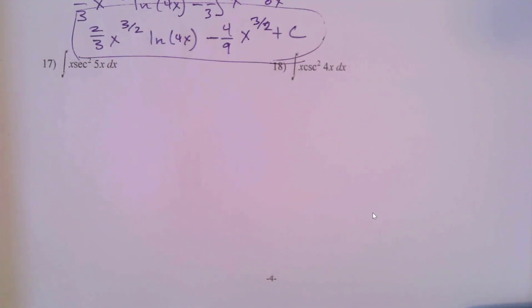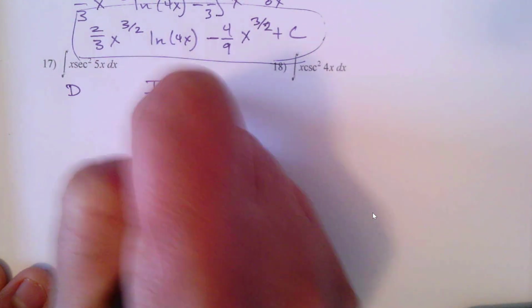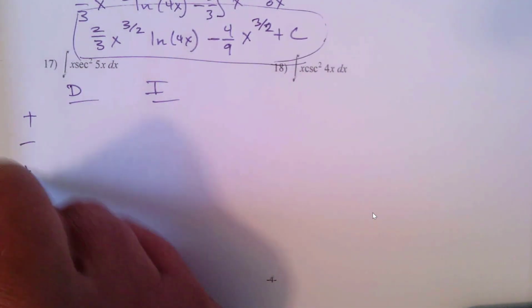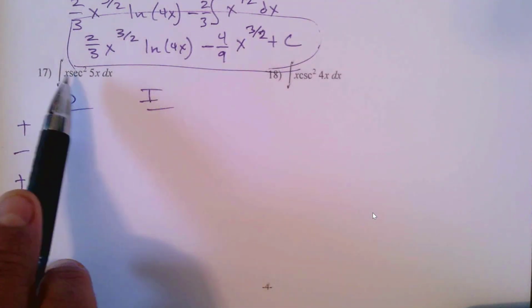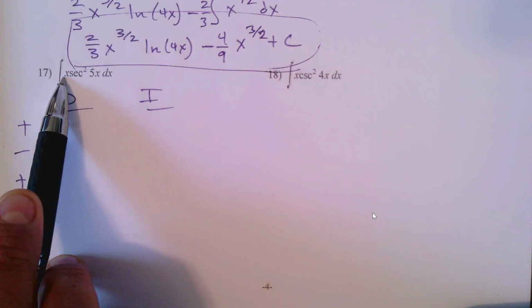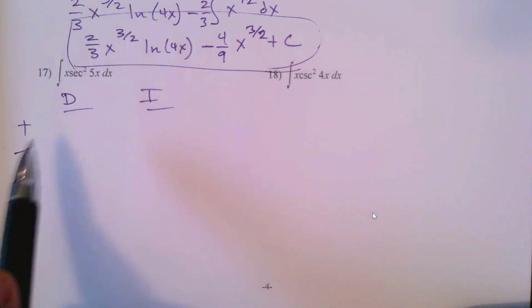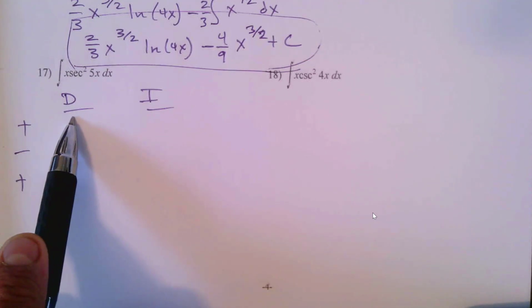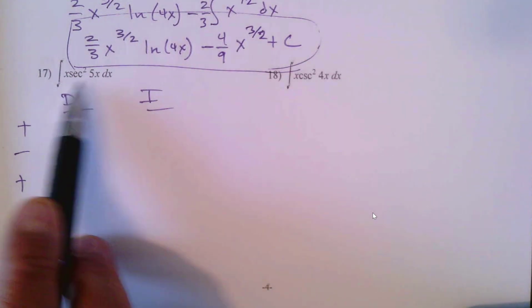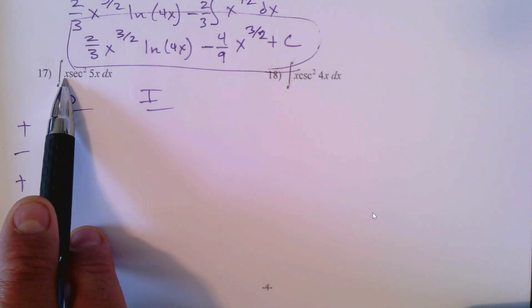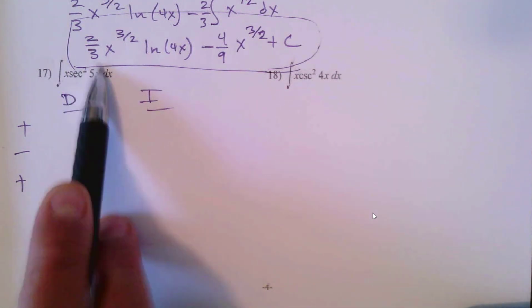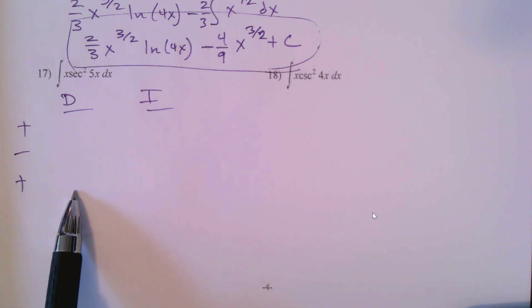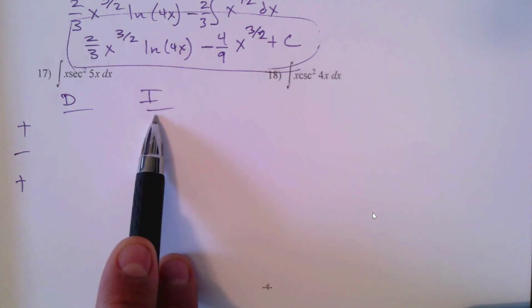All right, 17, x secant squared of 5x. Integration by parts, D, I, plus, minus, all the way down. We have two things here: an x and this secant squared. Which one should we put in the D column? Well, again, the first choice is something that's easy to differentiate. I think x is pretty easy to differentiate. But to do secant squared, you're going to have to use the chain rule to differentiate it. Secant squared, though, is easy to integrate.